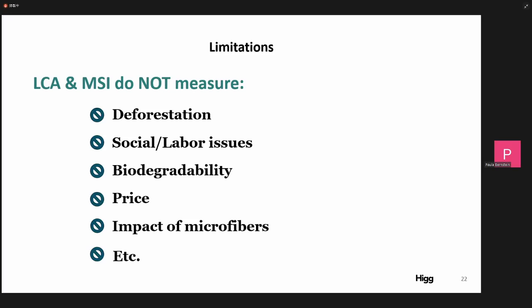But with the exception of price, I think everyone's already taking price into account when they evaluate materials, of course. So we encourage people to take these other things into account as well, like social labor issues and all these other things. LCA and MSI offer a few pieces of what we think are very important information, but we don't claim that this measures everything related to sustainability. It's just not possible.